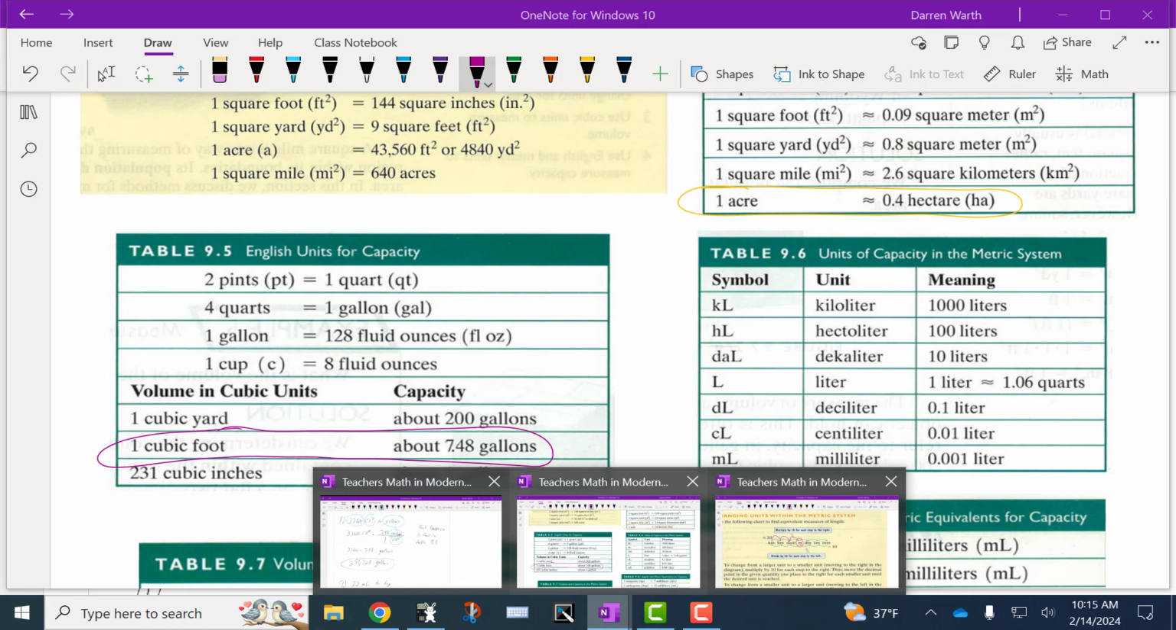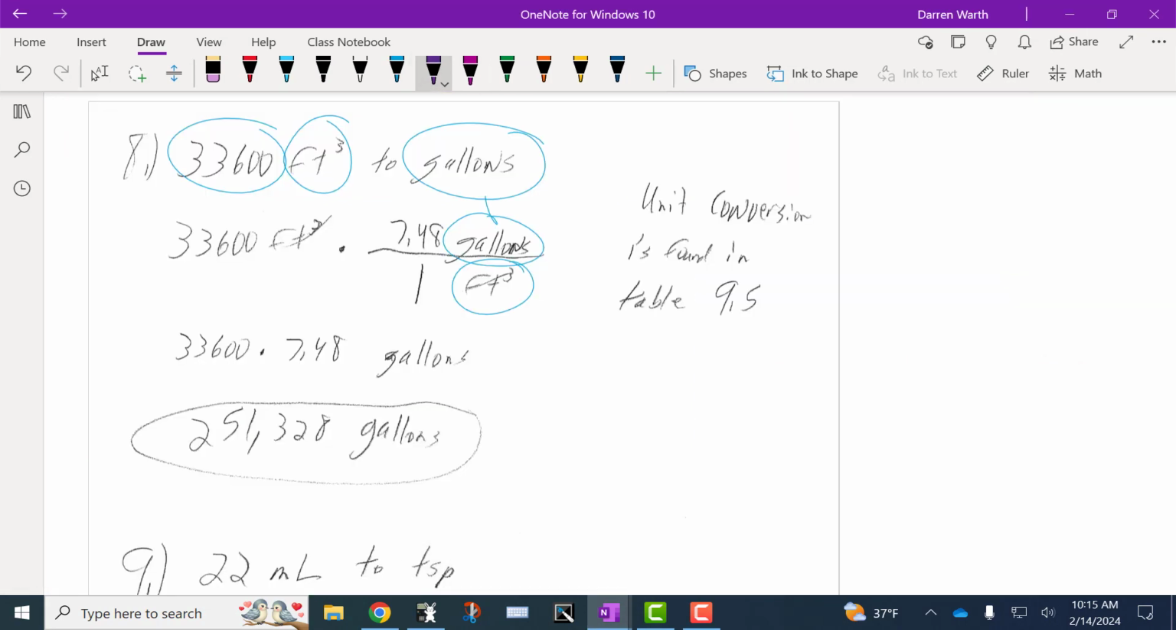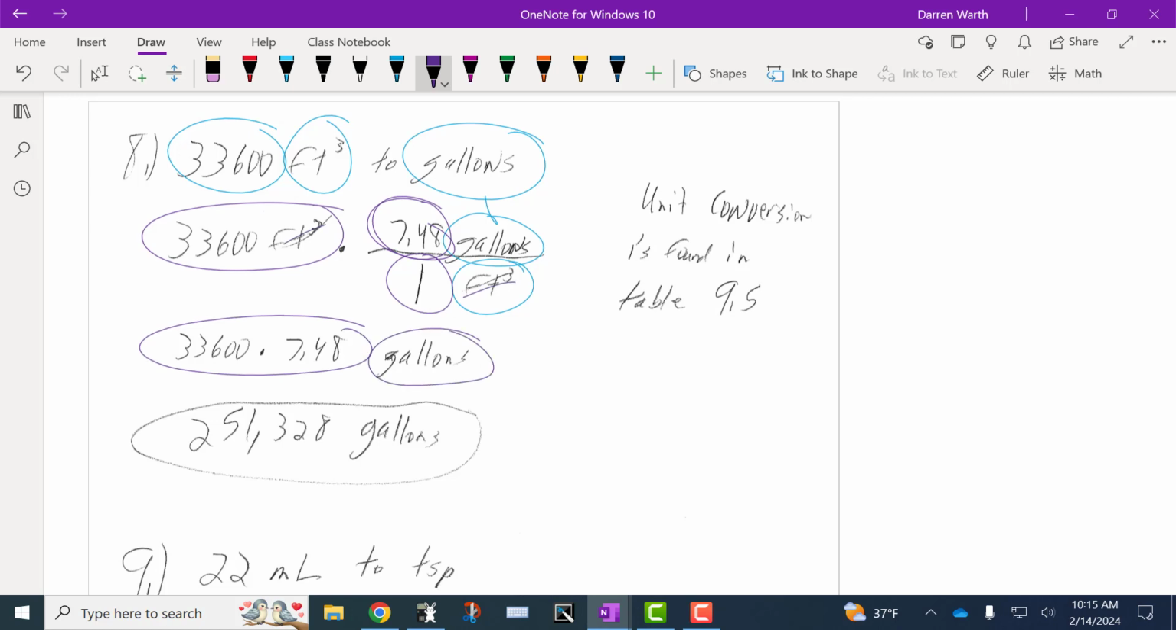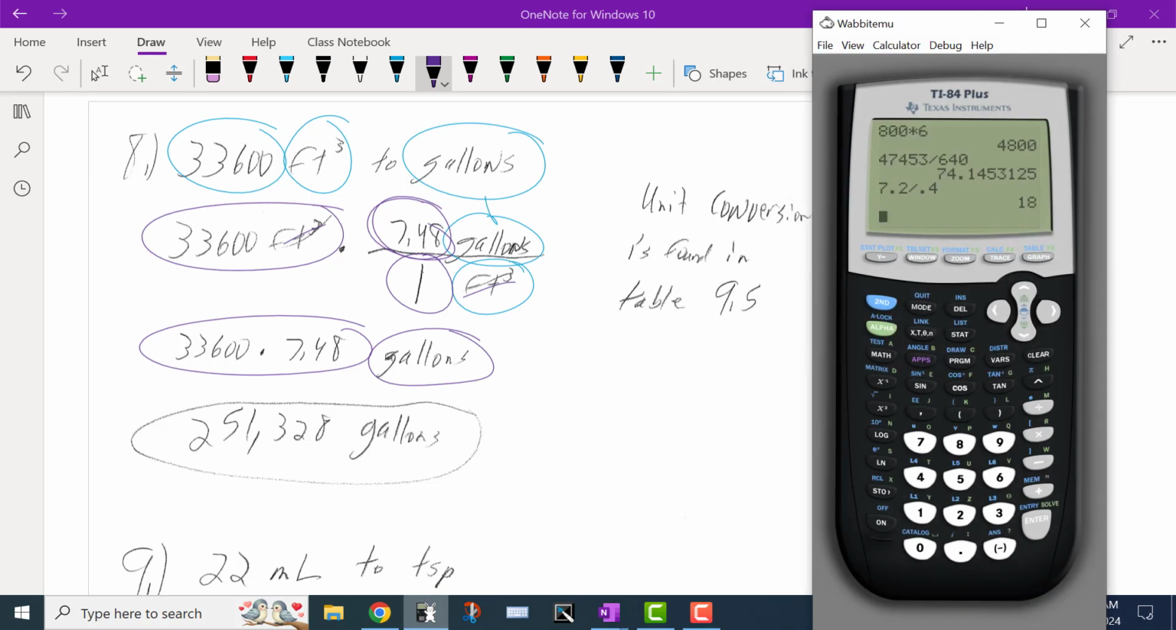Once I've got that conversion down, I go back to my problem. I'm going to fill that in. So next to the gallons, I put 7.48. Next to the feet cubed, I put 1. Now when I multiply those together, I'm going to take 33,600 times 7.48. And notice the feet cubed cancel, and you're going to be left with gallons. Take your calculator and type that in. So 33,600, and I'm going to times that by 7.48. Once I'm done doing that, I get the answer of 251,328 gallons.